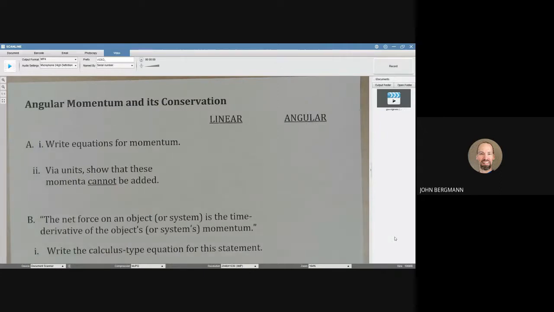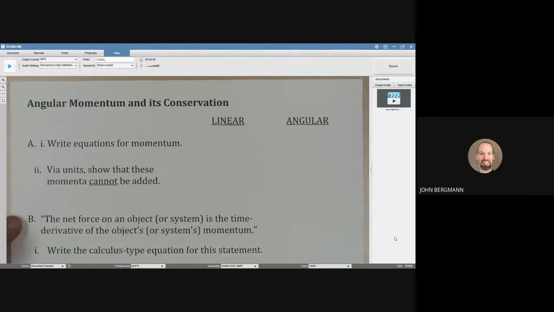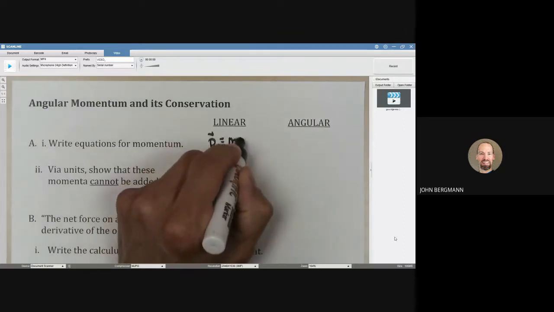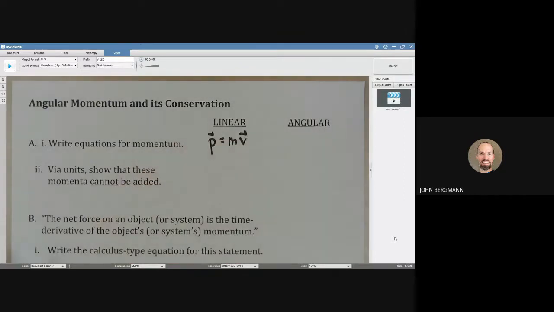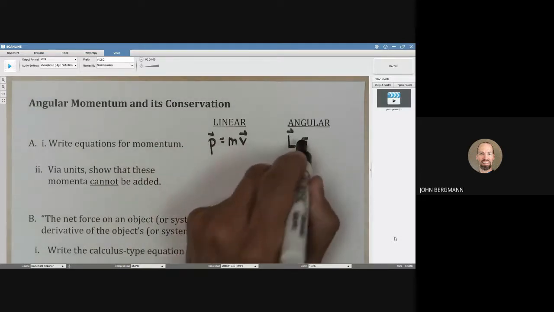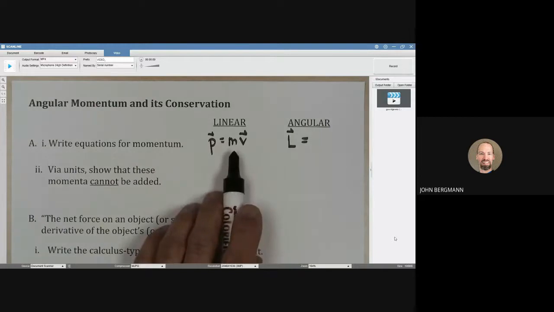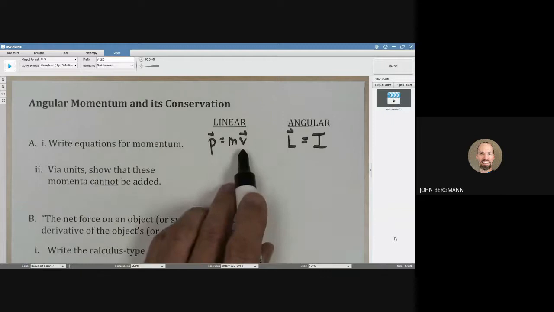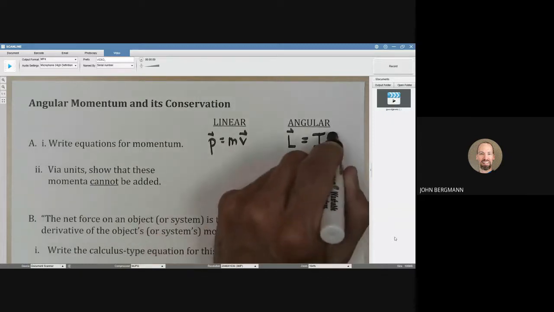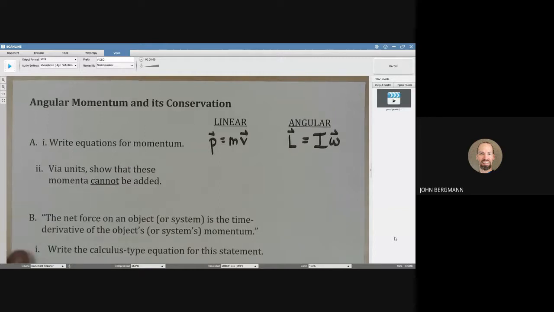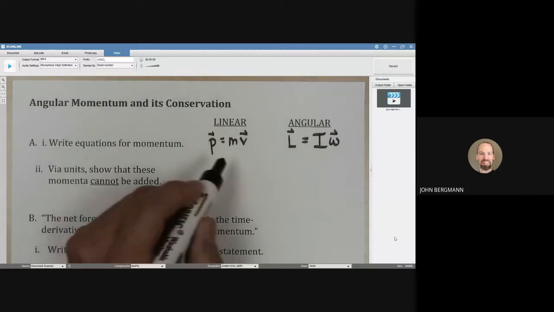That trend is going to hold for momentum as well. Linear momentum is mass times velocity. Angular momentum, which we symbolize with a capital L, is the angular analog of mass, which is the moment of inertia, and the angular analog of velocity, which is angular velocity. Unlike energy, however, these cannot be added to each other, and let's try and prove that to you.